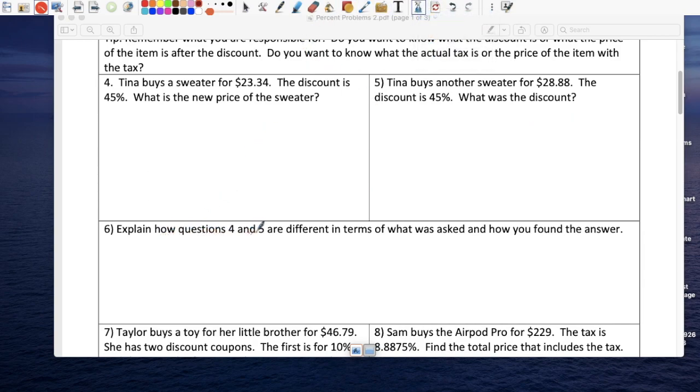Explain how questions 4 and 5 are different in terms of what was asked and how you found the answer. I think I just mentioned that. For the first one, we were asked for the price of the sweater after the discount, and for the second one, we were actually looking for the discount.